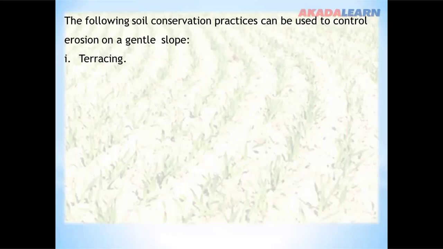It is done to reduce the length and the gradient of slope and hence reduce speed of runoff. Water located on each gentle slope runs across the field rather than down. Each terrace has a drainage channel which empties into a grass waterway, which leads the water down the slope to nearby channel. Number two conservation practices is contour plowing.